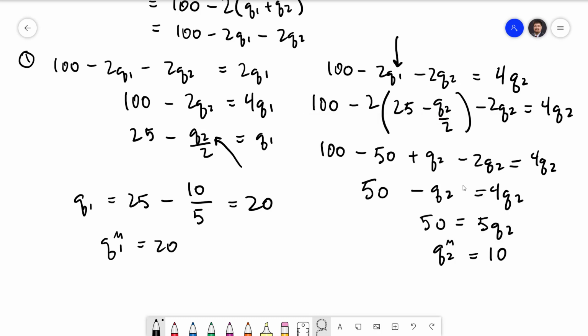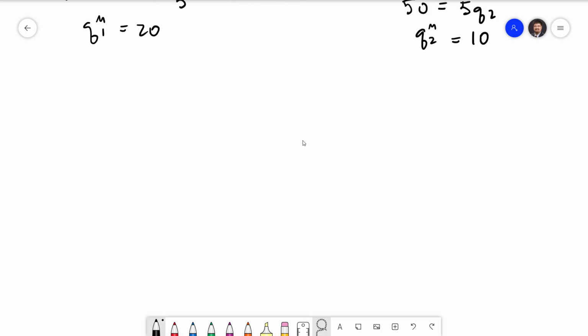Plant 1 is producing more than plant 2, and if we compare the marginal costs for each plant, the marginal cost for plant 1 was 2Q1, the marginal cost for plant 2 was 4Q2. So the high-cost plant ends up producing less output than the low-cost plant.